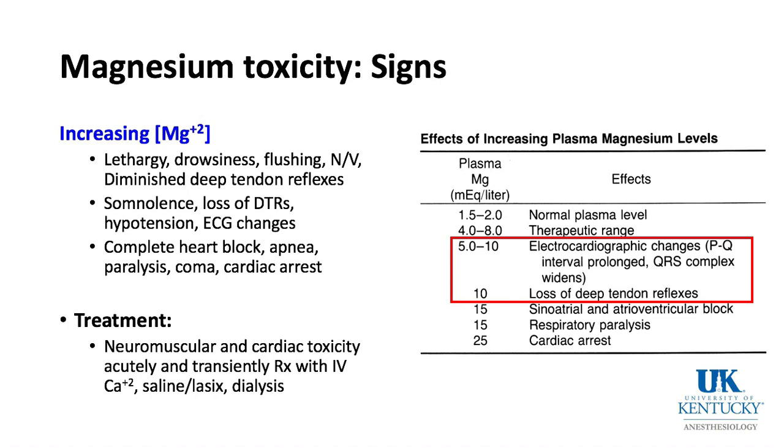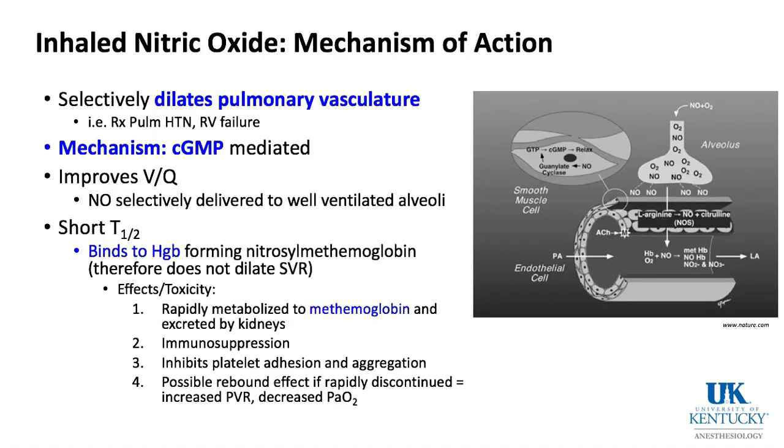Treatment of the neuromuscular and cardiac toxicity: we treat it acutely with IV calcium. If it's not very bad, saline and Lasix, and you can resort to dialysis if necessary to drop magnesium levels. The next key word is inhaled nitric oxide, mechanism of action.